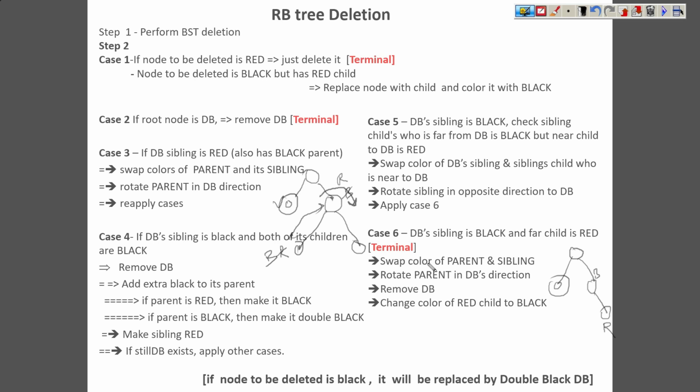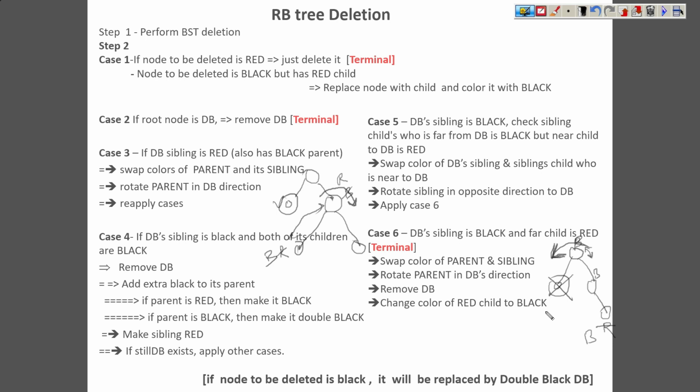So what to do in case 6? Swap the color of the parent and sibling. Whatever the color this parent has, let's say it is B, then there is nothing to change because this is B, this is B. If this is red, then we have to swap the color between the sibling and the parent. Rotate the parent in the DB direction, so this parent is going to rotate in this direction, and we remove the DB. This will become the child of this node. This will go up, this will go down, and we also change the color of this child from red to black.